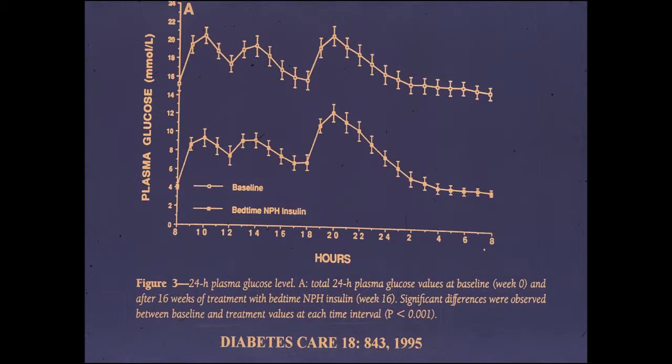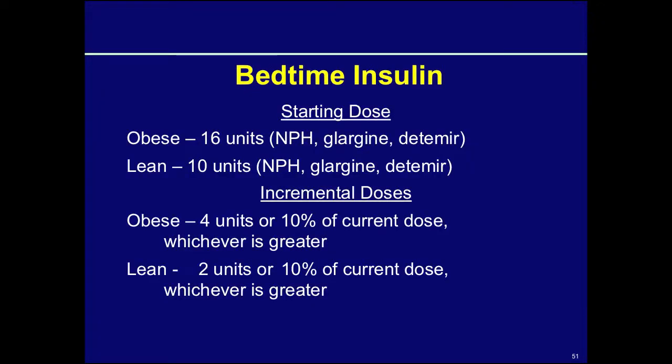And this actually works. Here's a study. This is 270 fasting on failing pills. The patient was put on bedtime NPH, brought down to about 90, and you can see the postprandial rises are about the same. The starting dose with obese patients is 16 units, lean patients 10 units, and then we go up by 4 units in the obese patient or 2 units in the lean patient each time, or 10% of the current dose, whichever is greater.